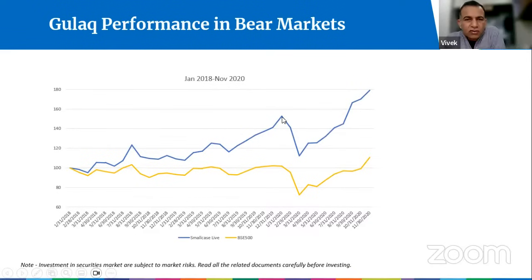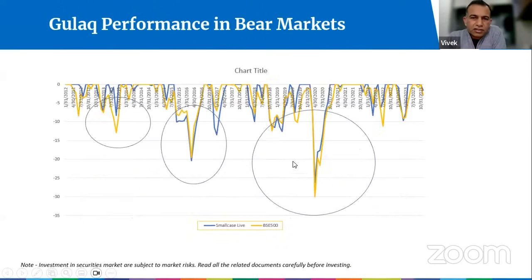And regarding drawdown from peak to trough, as I've already shown here, markets fell about 30%. We fell about 27 to 28%. So almost similar kind of drawdowns as we saw in the markets. Yeah. Simran, any more questions related to bear markets or the performance that you have seen?